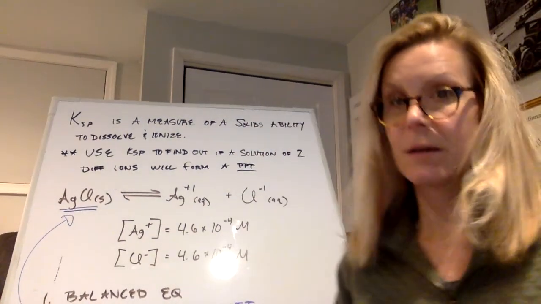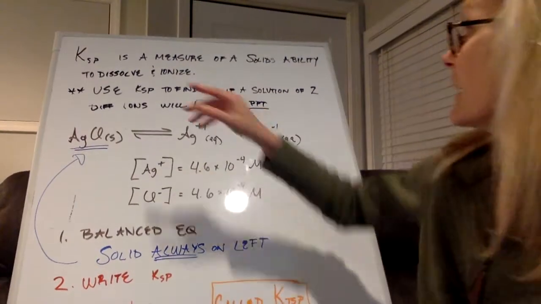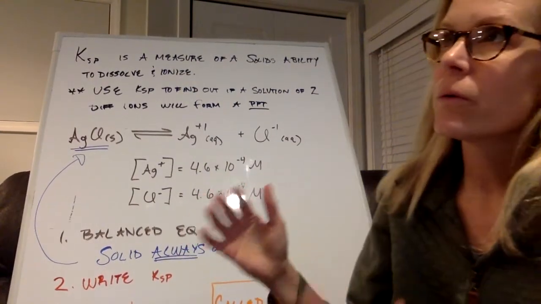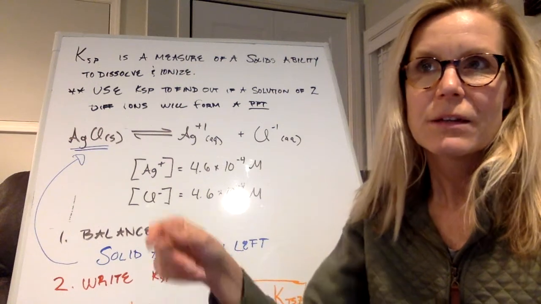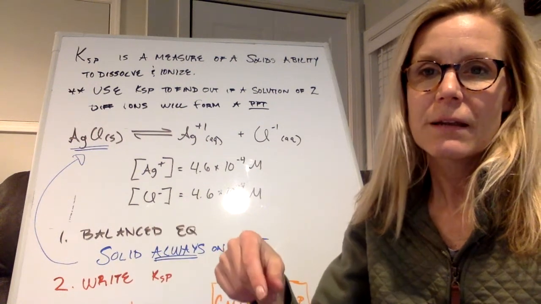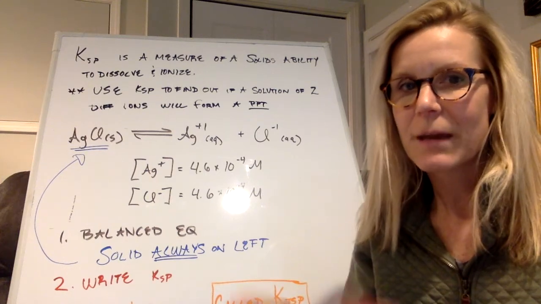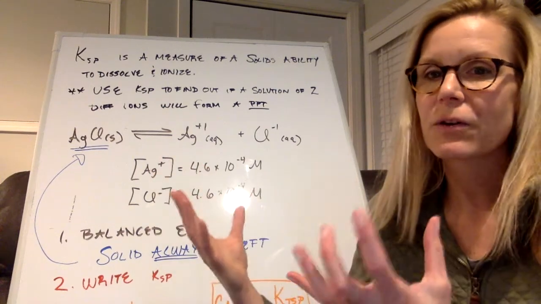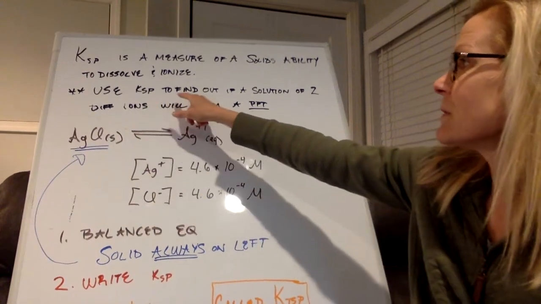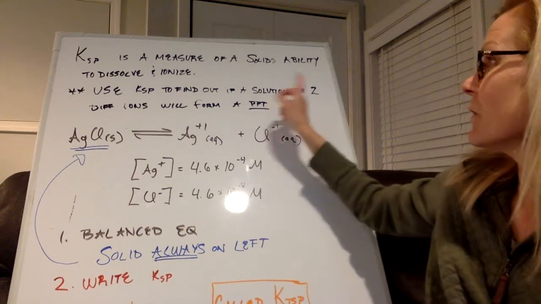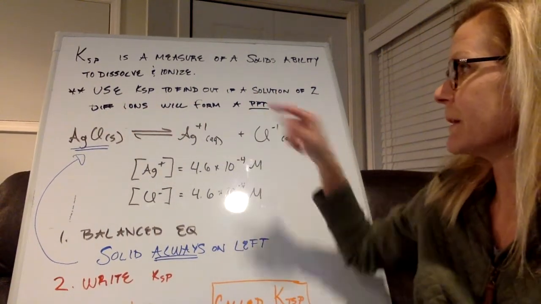So if you look, okay, KSP is a measure of how well a solid can dissolve into ions. So like when you mix sugar into lemonade and then eventually you get to the point where it precipitates out on the bottom, you have the solid sugar on the bottom. You're going to compare your concentrations and see if it's going to form that precipitate. So you use this to find out if a solution of two different ions will form a precipitate.